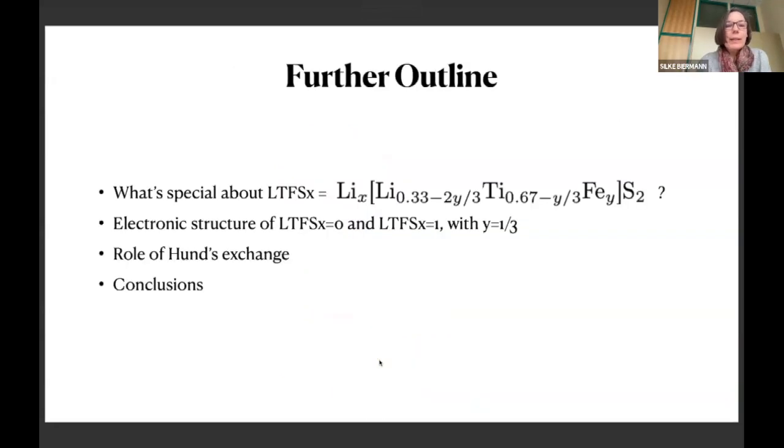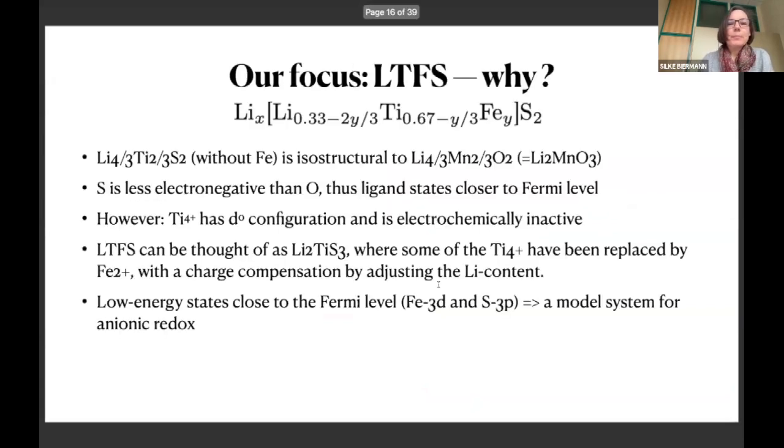Okay, so my further outline is I first will have to tell you what is now special about this compound. Why do we take these funny numbers? Then I will discuss the electronic structure of the end members for lithium-rich and lithium-poor compositions, x equal 1 and x equal 0. I will do that at the special point of y equal 1/3 for the iron compound for reasons that I will discuss. I will discuss the role of Hund's exchange for the physics and conclude a little bit.